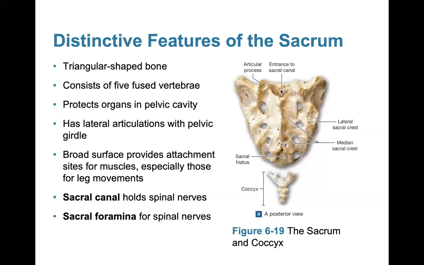The sacrum is a triangular shaped bone. It consists of 5 fused vertebrae. It protects organs in the pelvic cavity. It has lateral articulations with the pelvic girdle. Its broad surface provides attachment sites for muscles, especially those for leg movements. The sacral canal holds the spinal nerves. The sacral foramen is for spinal nerves as well.